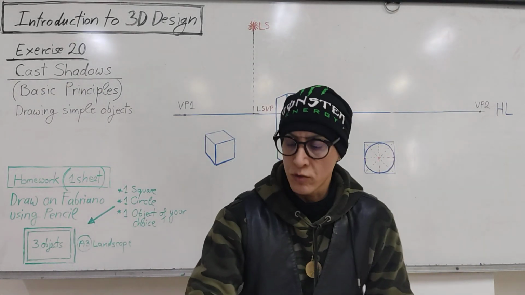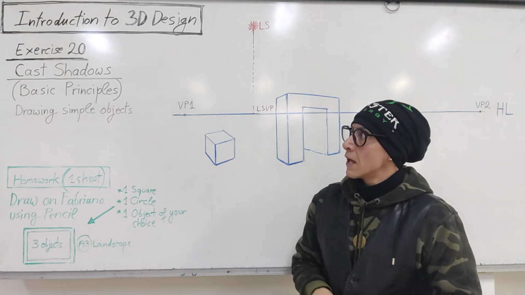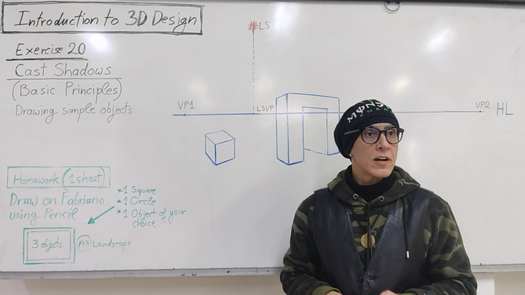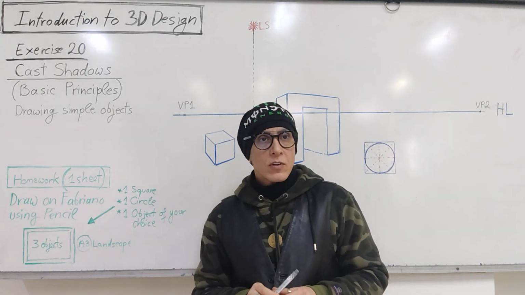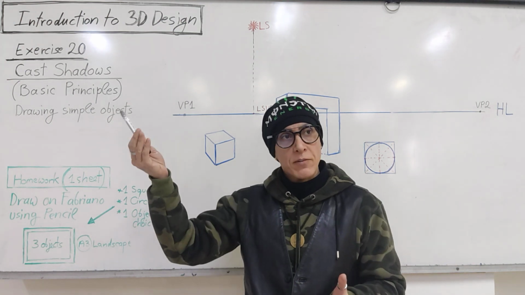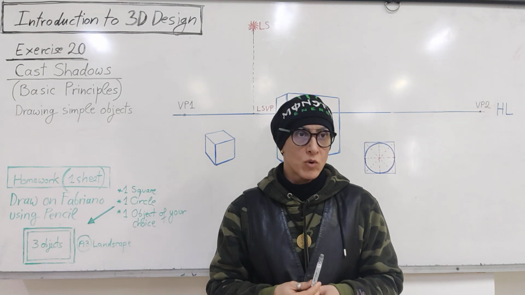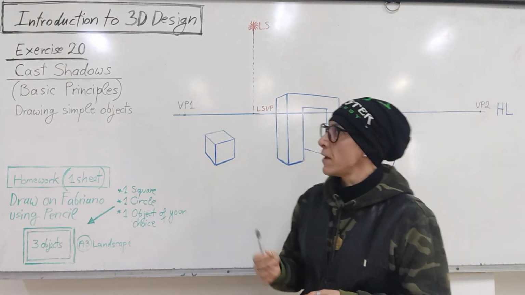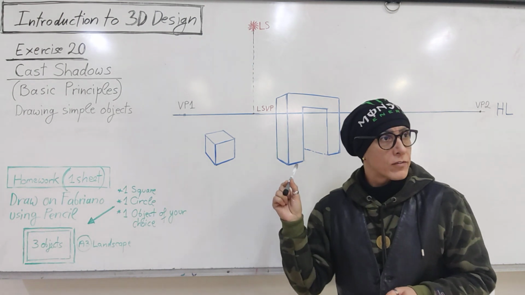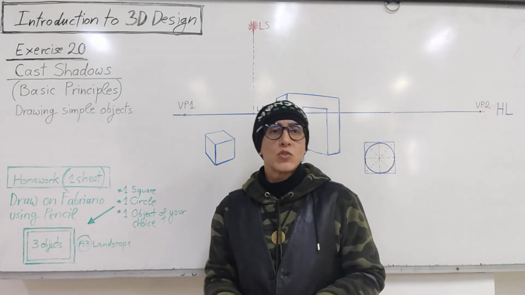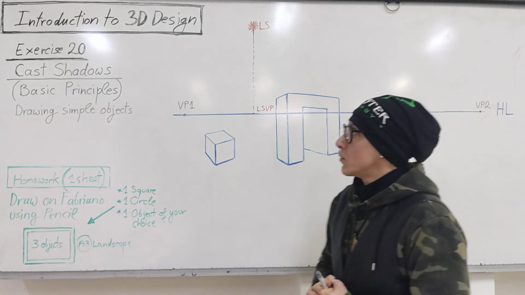Okay, so today we have exercise 20. We will learn about cast shadows. Now, any object, when you have a light source, creates a cast shadow. Okay, so we will learn the basic principles and we will draw some simple objects for you to understand how to draw shadows. In some drawings you will need it, so we will cover this today.